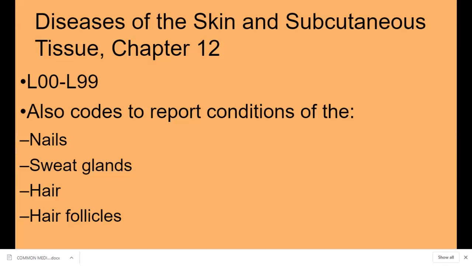I apologize though. Okay, so now we're going to talk about chapter 12 in our ICD-10, diseases of the skin and subcutaneous tissue, L00 through L99. It also has codes to report conditions of the nails, the sweat glands, the hair follicles.